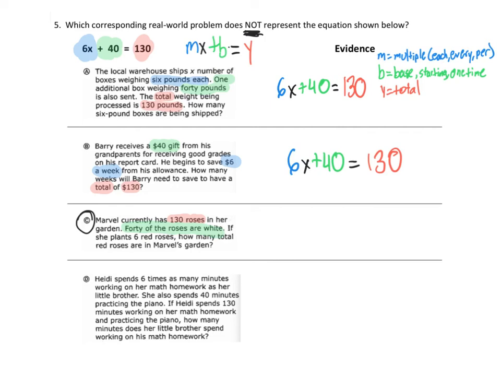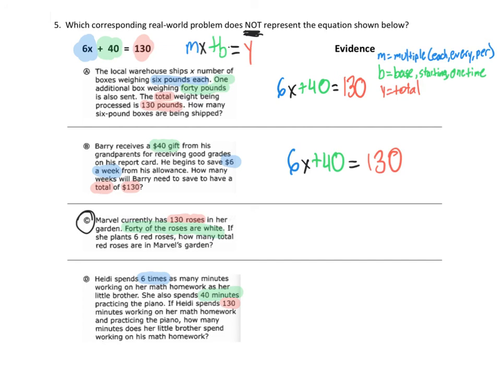It says Heidi spends 6 times as many minutes working on her math homework as her little brother. 6 times, so that would be multiple. She also spends 40 minutes practicing the piano. So that's a one-time thing. It's an isolated event. And then it says if Heidi spends 130 minutes working on math and piano, so that's a total, how many minutes does her little brother spend working on his math homework? So we learned 6 times as many minutes. So that's our X, because that's what we're looking for: the minutes her brother worked on math homework.